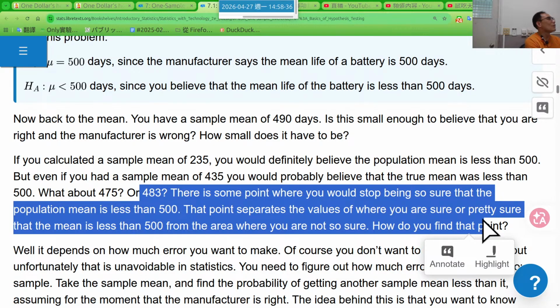A consumer or a company wants to buy batteries, and they ask the manufacturer about some information. The manufacturer says, "This model of battery, the average life is 500 days, and the standard deviation is 25." And you think the manufacturer was cheating. You try to test it, and now you use statistical tools to verify whether it is true or not. Is it okay? Let's come back.